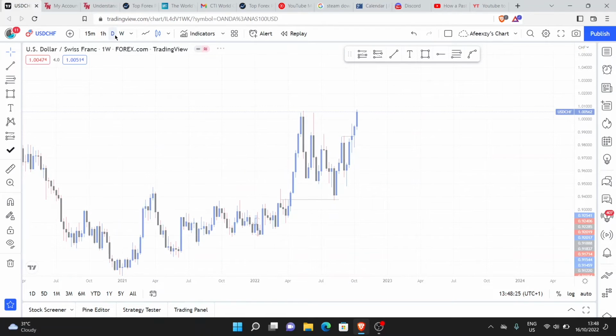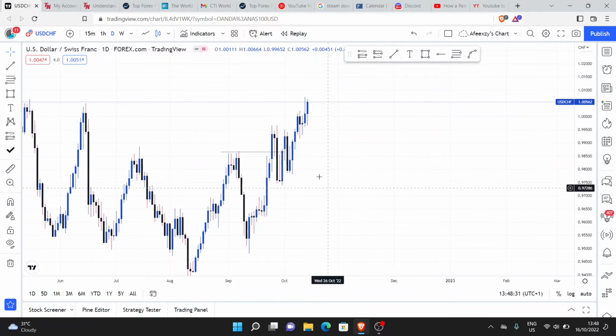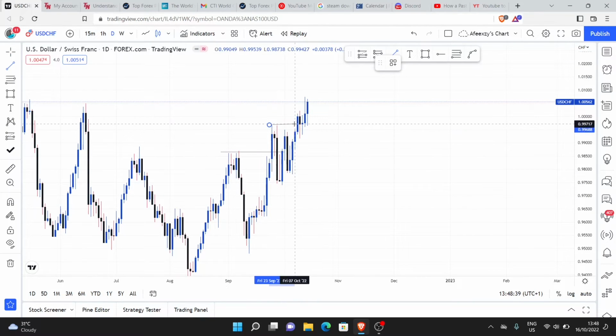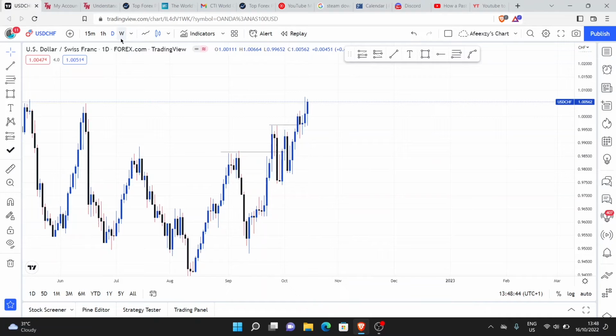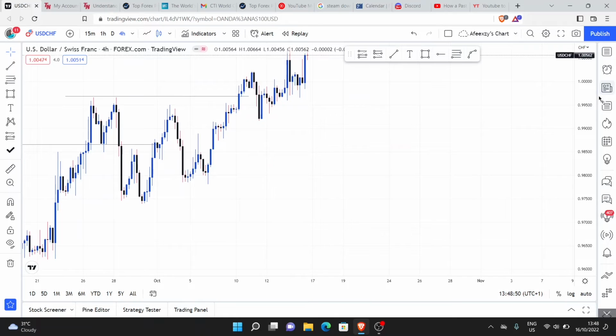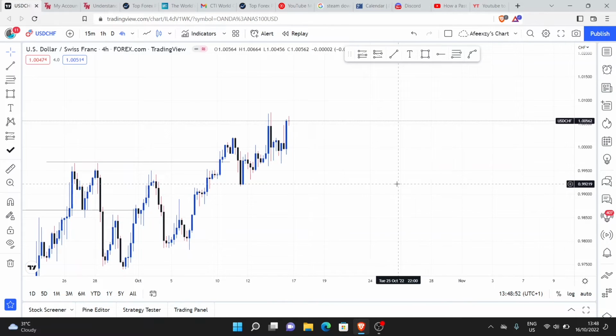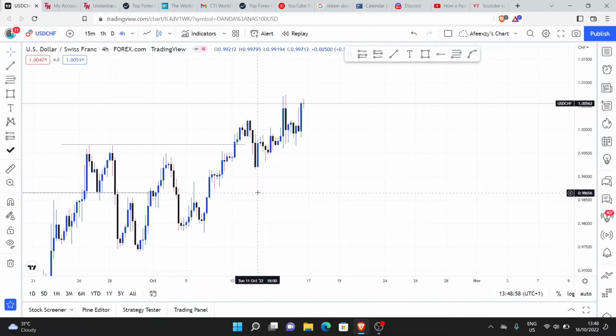Going to our daily time frame, you can see that overall we are still bullish. This is a bullish order flow. Also, you can see some kind of break of structure here. We are also bullish here, and going to our 4-hour time frame, this market is still very much bullish. As you can see on our 4-hour time frame, there are some kind of OBs here.